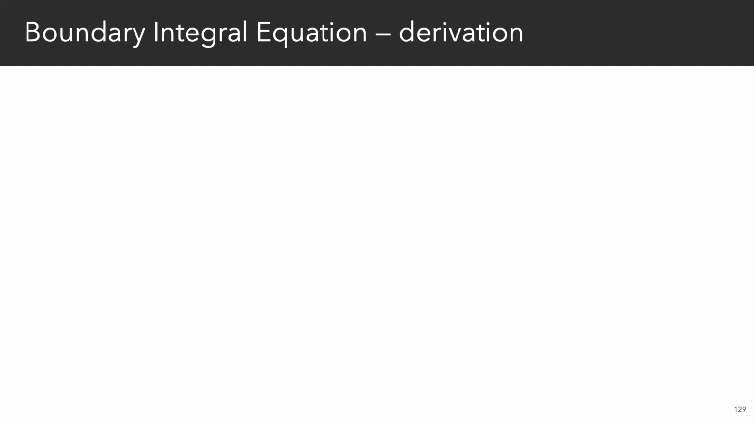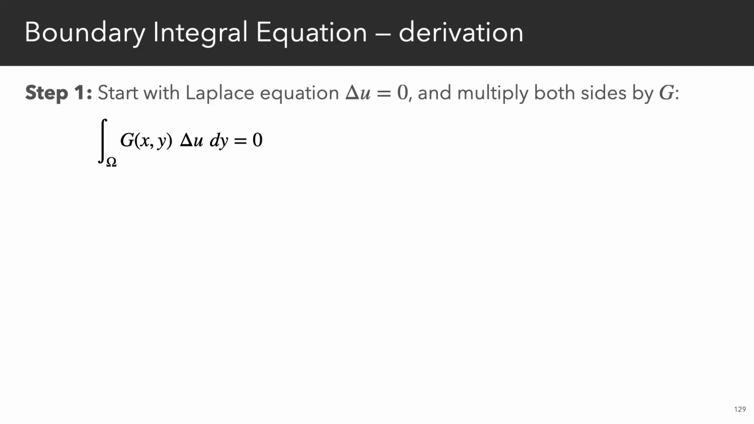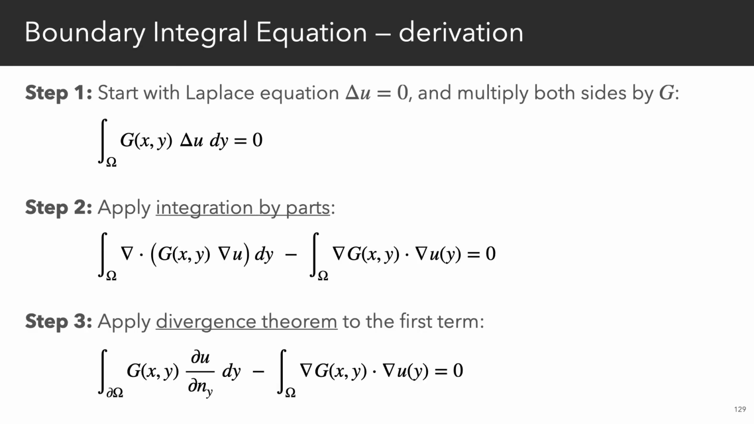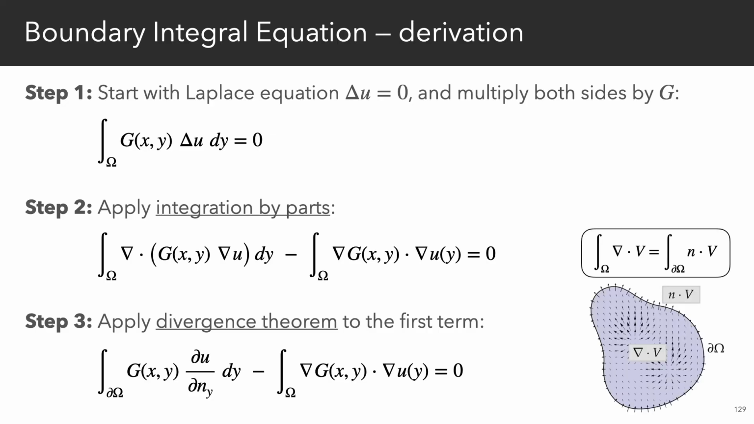It's actually quite easy to derive this boundary integral equation. We start with the Laplace equation and multiply both sides by the Green's function g and integrate over the domain omega. We then apply integration by parts. We now apply the divergence theorem to the first integral, which turns it into an integral over the boundary.